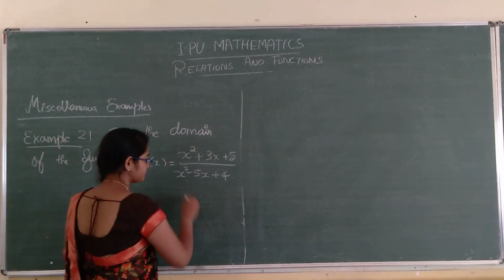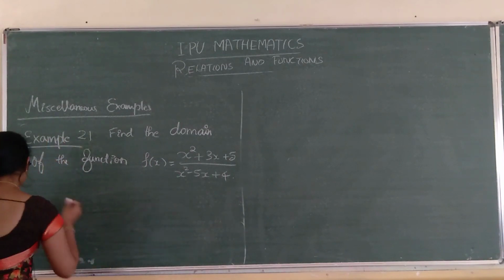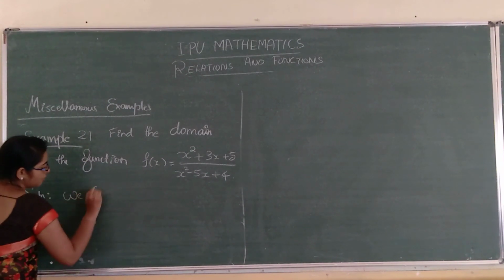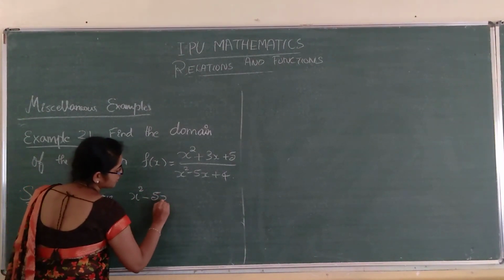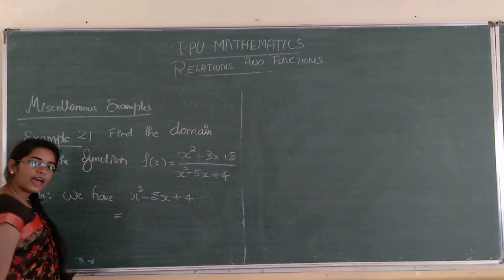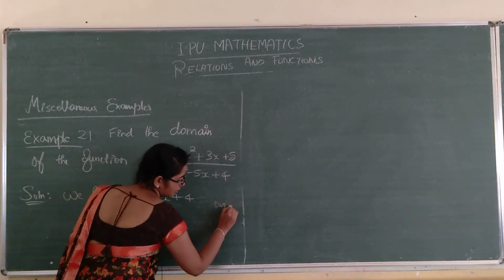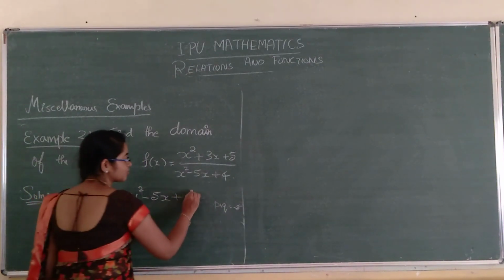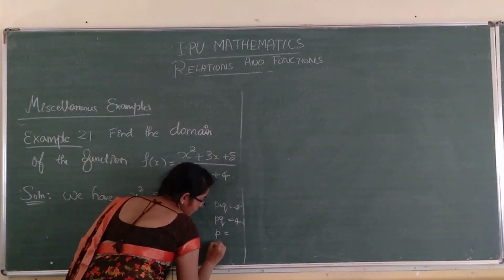This implies the denominator should not be equal to 0. How can we factorize the denominator x square minus 5x plus 4? You have studied this factorization at high school level. We need p plus q equal to minus 5 and pq equal to 4. Then what is p? What is q?